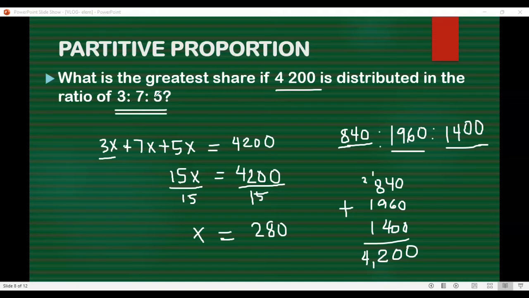Now, they are just presented in the lowest term of the ratio, which is 3 is to 7 is to 5. So for the question, what is the greatest share? Of course, the answer that we will be getting is 1,960.